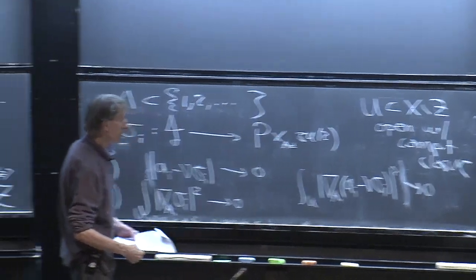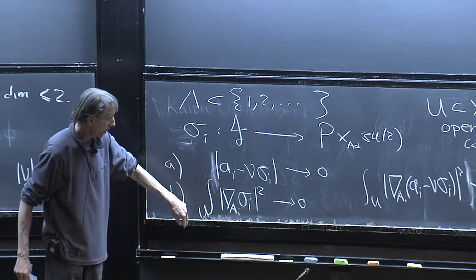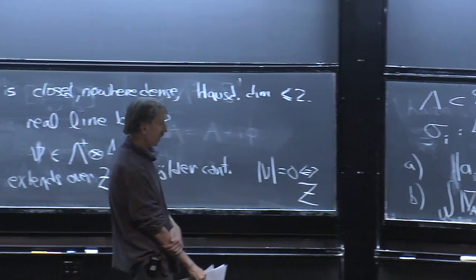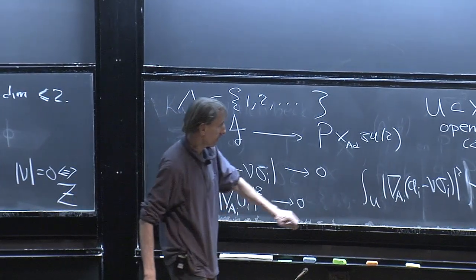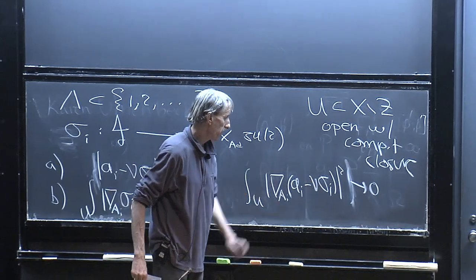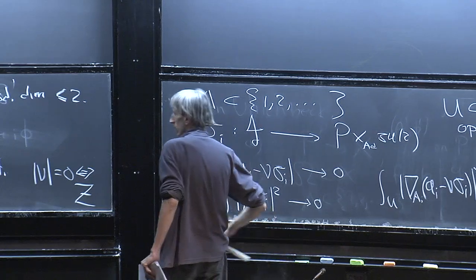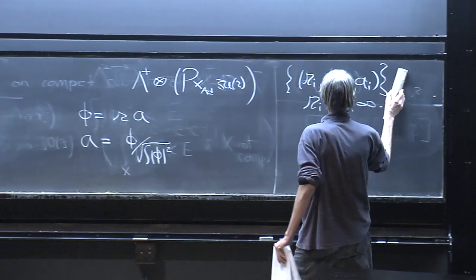So in some sort of Sobolev sense, it's not just pointwise convergence. The sigmas are trying to be covariantly constant, and the A is too, even in their first derivatives. And there's somewhat more you can say about it.